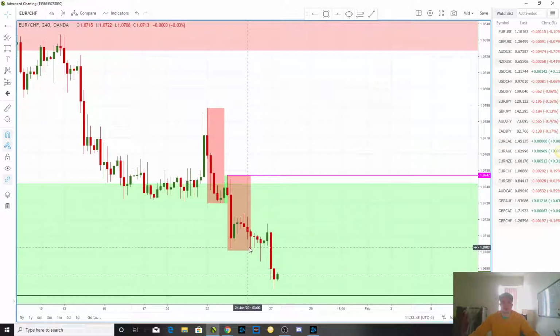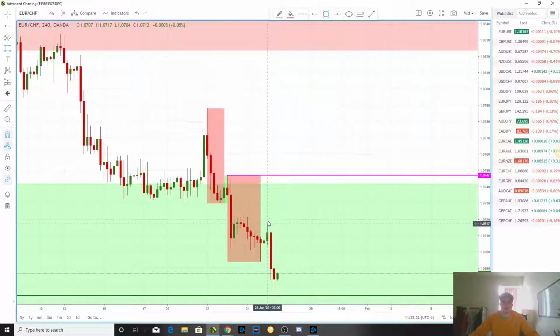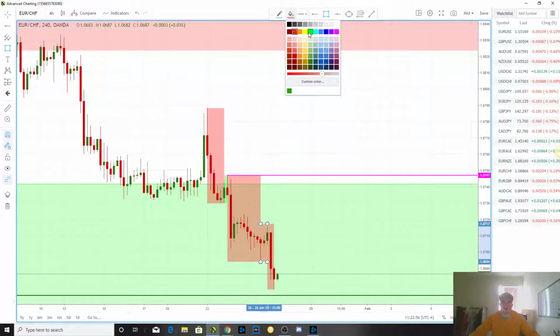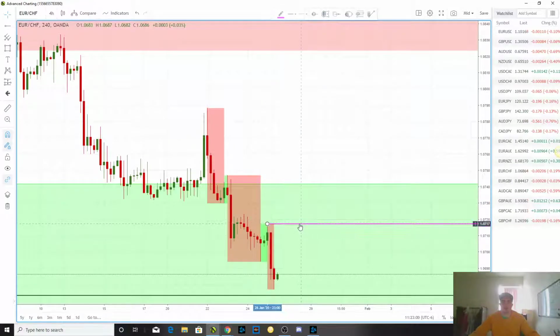Euro Franc, just doing its thing, going over on the curve and stuff. We do move our swing high breakout area right there.